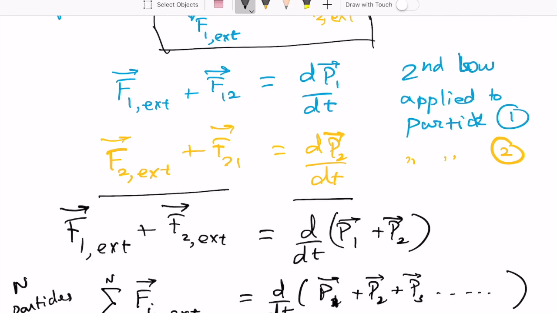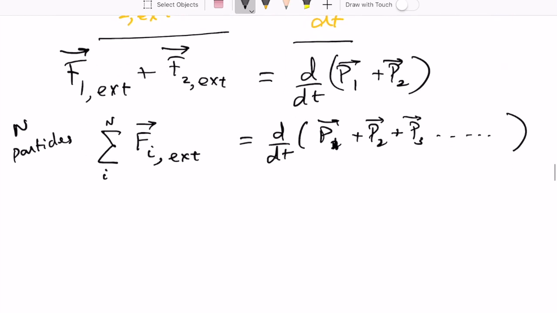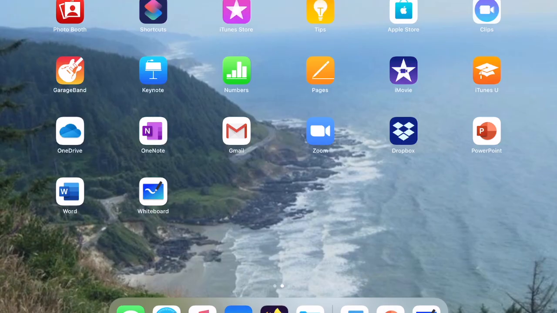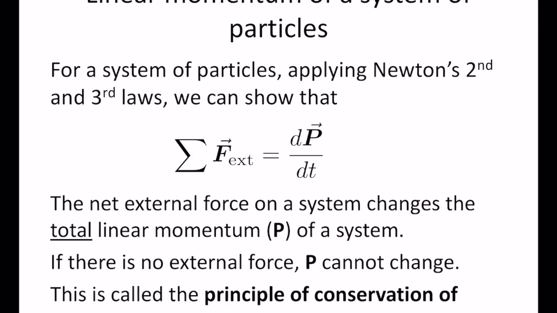Hopefully the extrapolation from 2 particles to n particles is clear. Everything would be the same. All the internal forces like F13 and F31 would cancel out, and F25 and F52 would cancel out. So all of the internal forces would cancel out according to Newton's second law and Newton's third law. And so you would get the result, which is on the PowerPoint slide. The net external force is equal to the rate of change of the total momentum of the system.